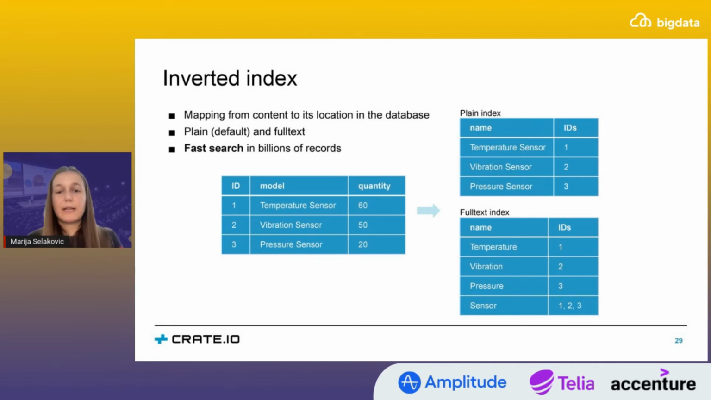So for example, now if I want to search all the rows where sensor, for example, is contained in the value of the model column, I can very easily extract all the rows without going into each of the rows in the table and checking whether the condition holds.